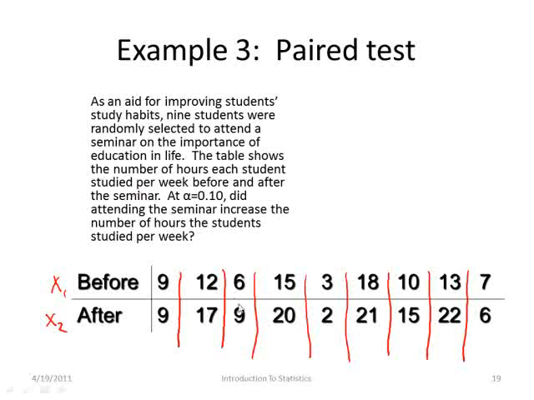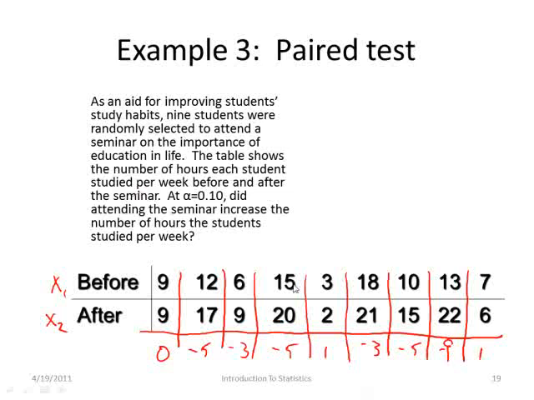All right, now let's still run with this premise that the seminar didn't work. If these numbers are going to be close to one another, then what would I expect the differences to be close to? 0. All right, so let's take a look here. So here I have 0, -5, -3, -5, 1, -3, -5, -9, and 1.